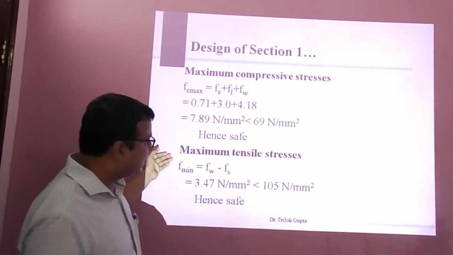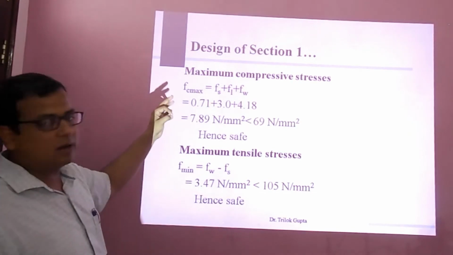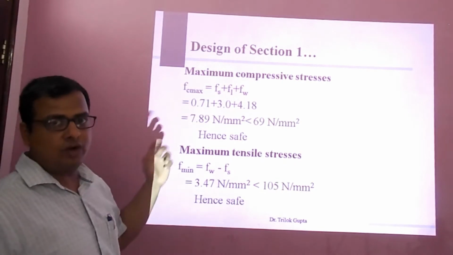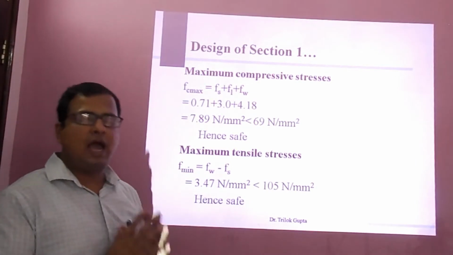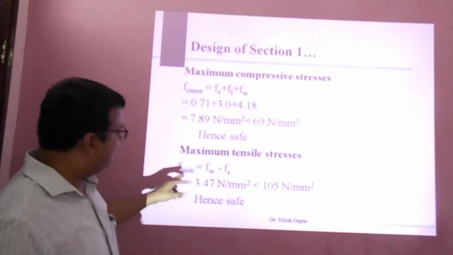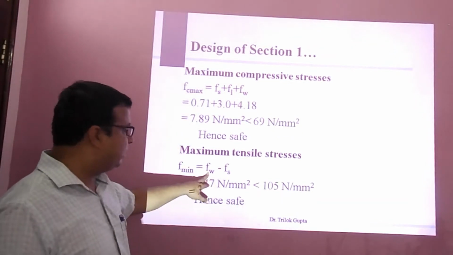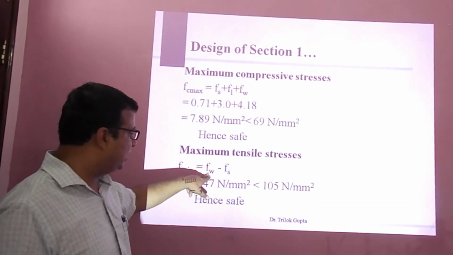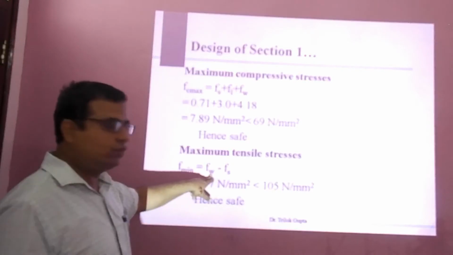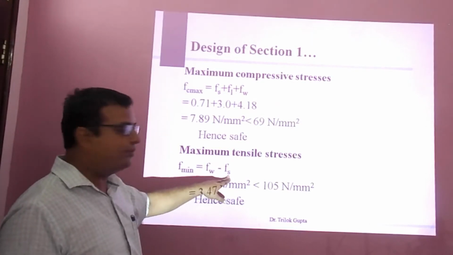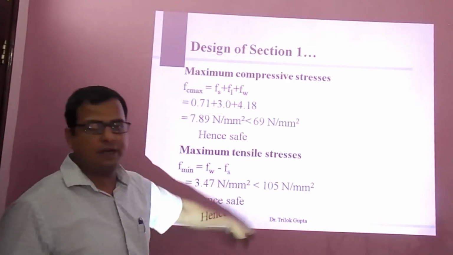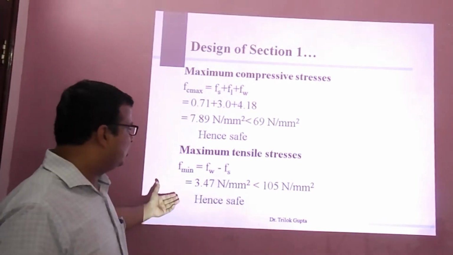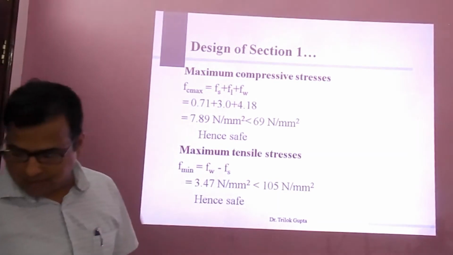And in the case of the tensile stresses, we will not consider the stresses due to weight of lining, because when tension will act, the weight of lining cannot take the tension. So hence we will neglect that, and we will deduct the stresses due to self weight from the stresses due to wind force. So that will be 3.47 Newton per mm square, that is less than 105 Newton per mm square. Hence our section is safe.